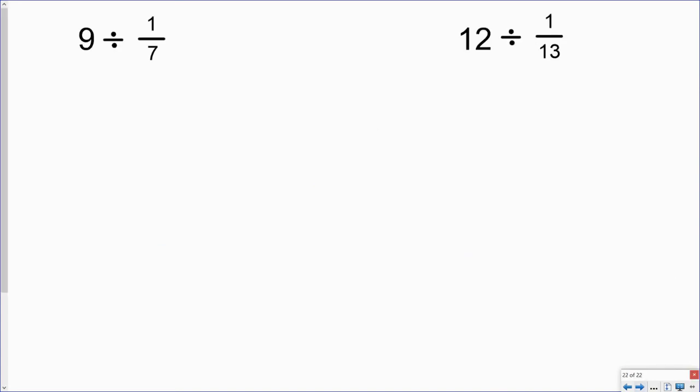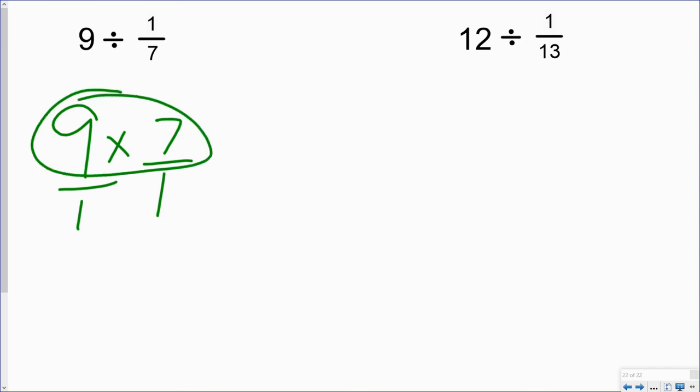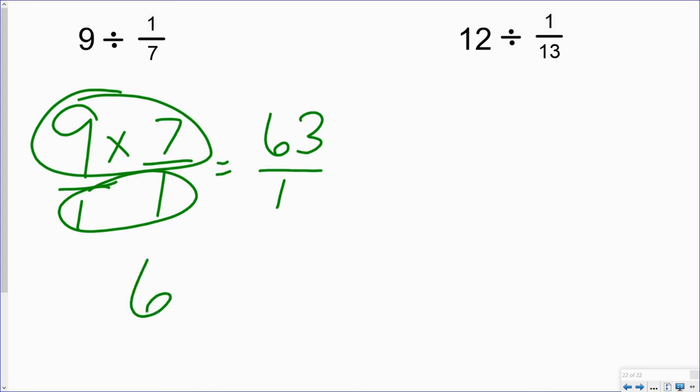So here we have a couple of problems where we're going to apply that multiplicative inverse. Here we have 9 divided by 1/7. The first thing we're going to do is keep our 9 just the way that it is. Multiplicative is changing that to multiplication, and inverse or reciprocal is flipping the next fraction, so 7/1. And again, 9 is the same as 9/1. And we know that 9 multiplied by 7 is 63, and 1 multiplied by 1 is 1. And so my answer here is 63.